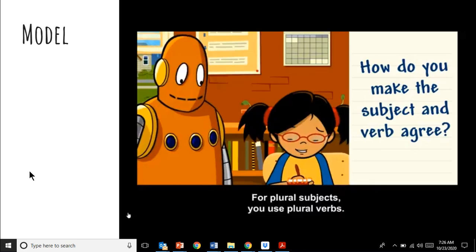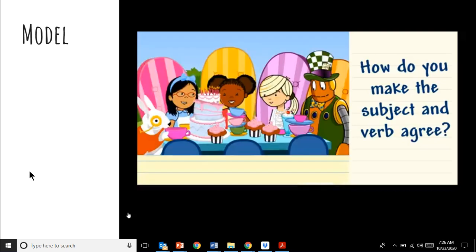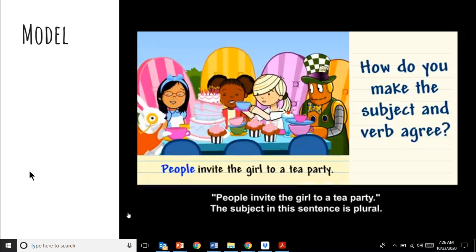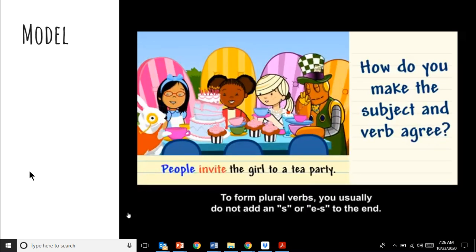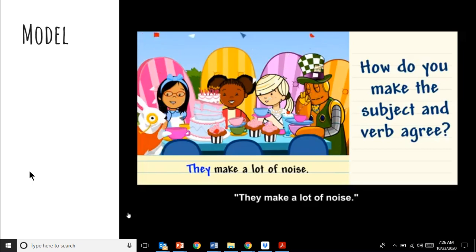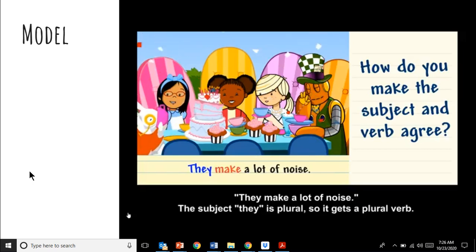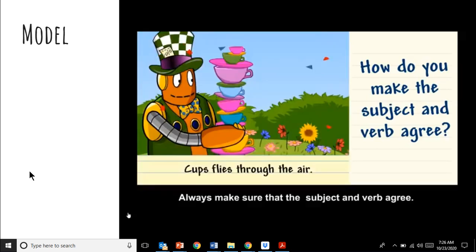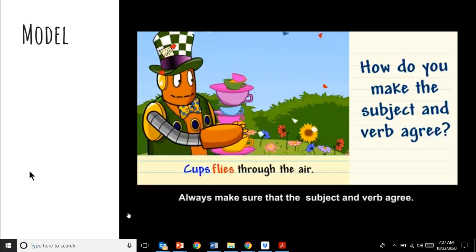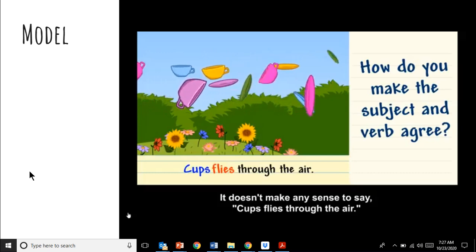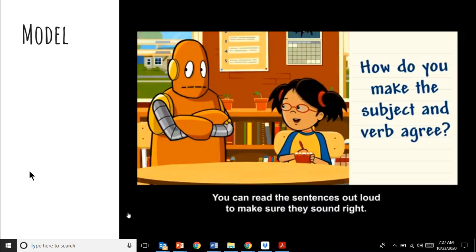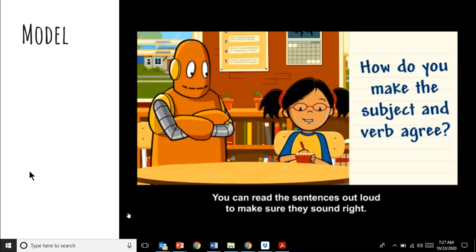For plural subjects, you use plural verbs. People invite the girl to a tea party. The subject in this sentence is plural. To form plural verbs, you usually do not add an S or ES to the end. They make a lot of noise. The subject they is plural, so it gets a plural verb. Always make sure that the subject and verb agree. Doesn't make any sense to say, cubs flies through the air. Cubs fly through the air. You can read the sentences out loud to make sure they sound right.